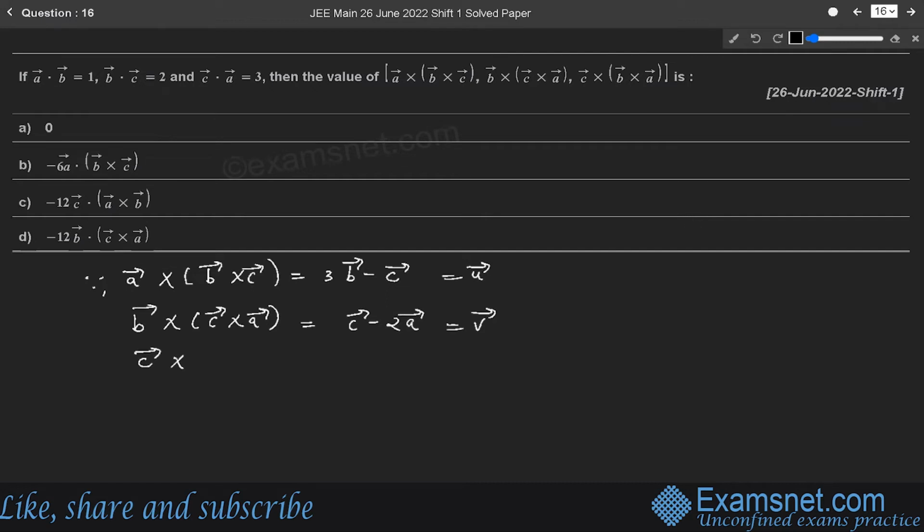Now c×(b×a) will be equal to 3b - 2a, which is equal to w. Therefore, we can say that u + v = w. So the vectors u, v and w are coplanar. Hence, we can say that their scalar triple product will be 0. So the correct option for this question is option A here, which is 0.